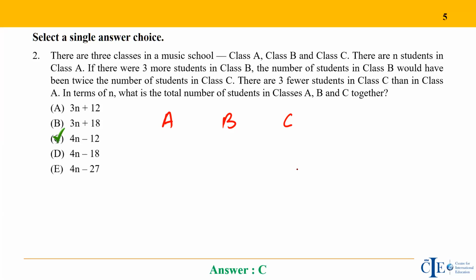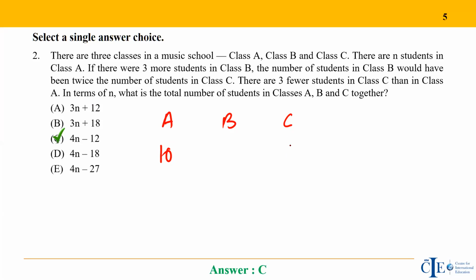So here, assign the numbers. Now, what value of n would be the simplest to start? I would say I'll take 10, because then the 3n and 4n would simply become 30 and 40. It becomes a lot easier to add and subtract from the multiples of 10. So let's say a is 10.